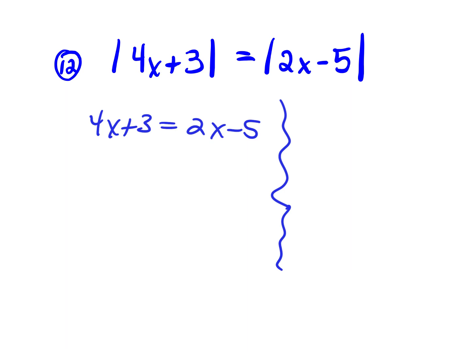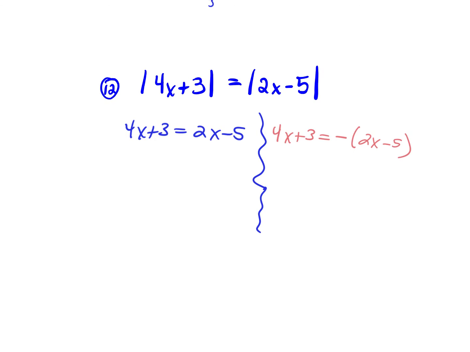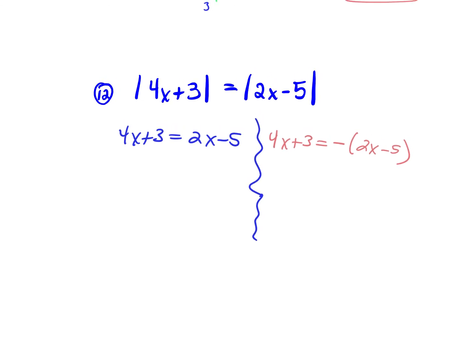Well, then what's the second one look like? You do the opposite of one of them. I always just do the opposite of the second one. I'm going to write it like this so you guys can see. Because in every other problem, we change the sign of the answer, correct? And it just happened to be a number. Well, in this one, it's an expression. So what you're doing is you're changing the sign of everything behind it. So this is 4x plus 3 equals -2x plus 5.